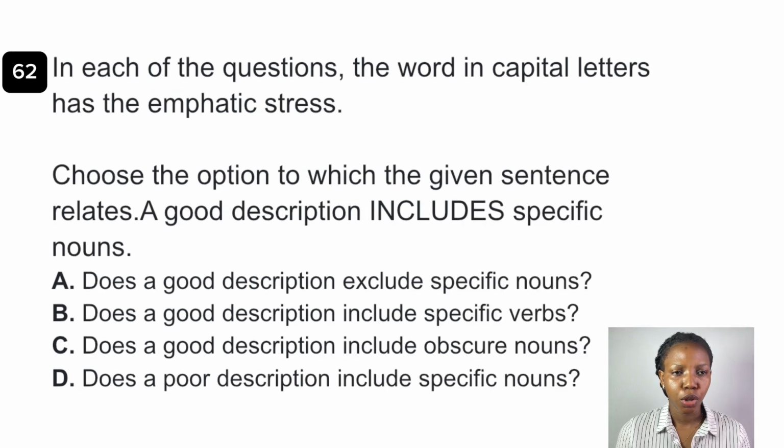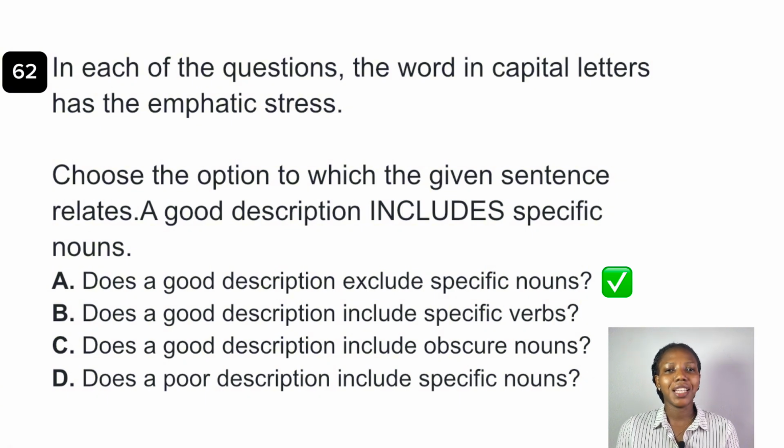Question 62. This question is also under contrastive stress. A good description includes specific nouns. The emphasized word is "includes", not specific, not description, not nouns, and all of that. So you need to look for an option that does not include "includes". It shouldn't include the word "includes". It could have something different, but not that specific word. So option A is the final answer to this question. Does a good description exclude specific nouns? Option A is the final answer to this question.